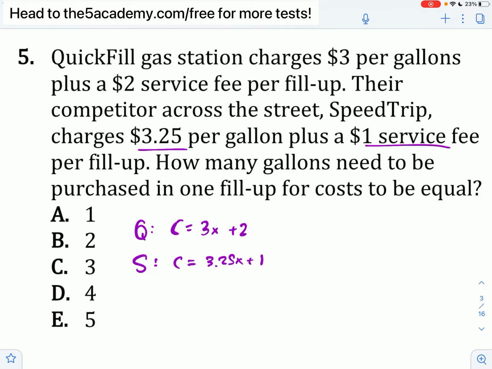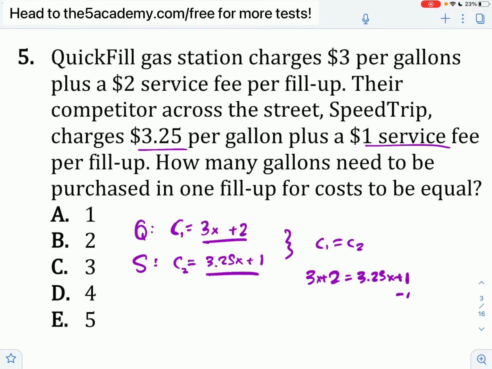What are we looking for? We're looking for the number of gallons, which in this problem I specify as x, where the costs essentially are equal. So if C represents cost, let's label this as C1, C2. We want to find C1 equals C2. What value of x makes C1 equal C2? If C1 equals C2, and this is what C1 is, and this is what C2 is, then really I can just rewrite this as this. And then just solve for x.